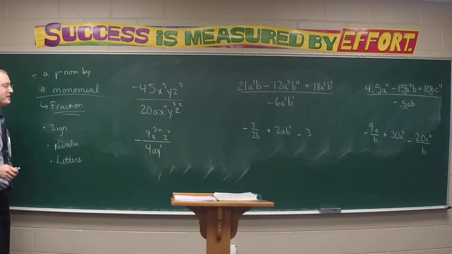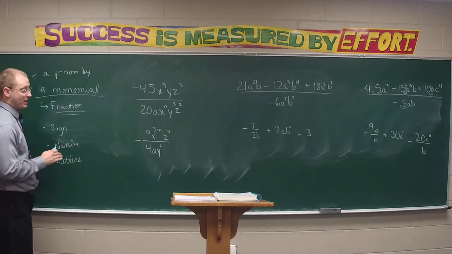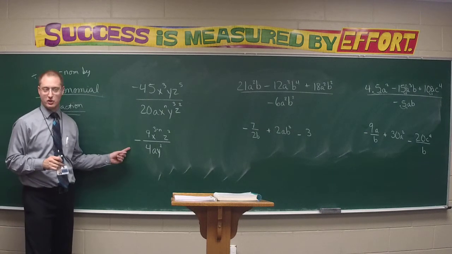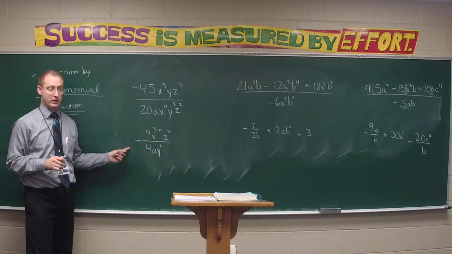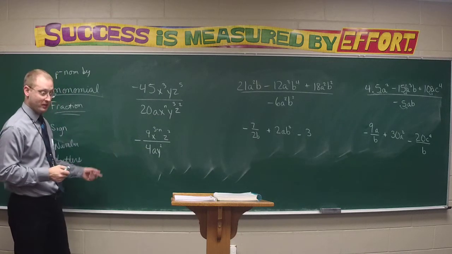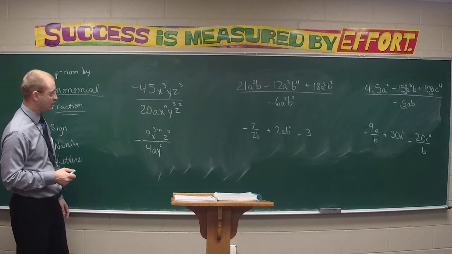On the first one, negative 9x to the 3 minus n z cubed over 4a squared or 4a y squared. How many have this answer? Every sign, number, letter. Question, Michael. I just got x squared instead of x cubed.